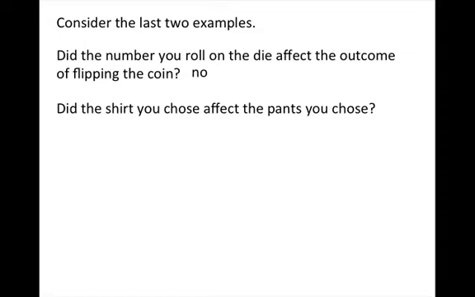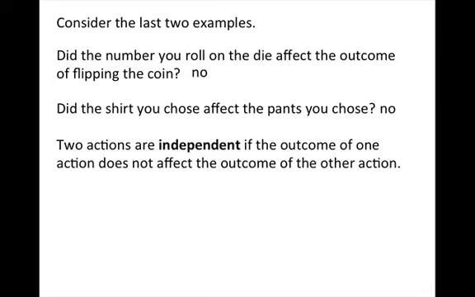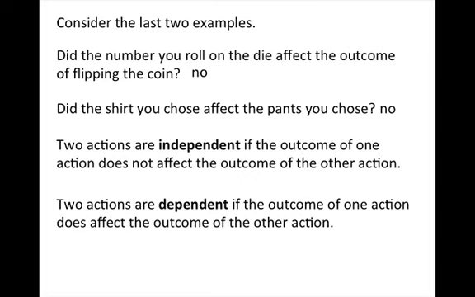If I'm choosing the outfits, did the shirt I choose affect the pants I chose? And that's why I said in these examples, you just consider that everything matches. So picking a certain shirt doesn't limit your choices for pants. So we would say these two actions are independent. Two actions are independent if the outcome of one does not affect the outcome of the other. Two actions are dependent if the outcome of one does affect the outcome of the other.